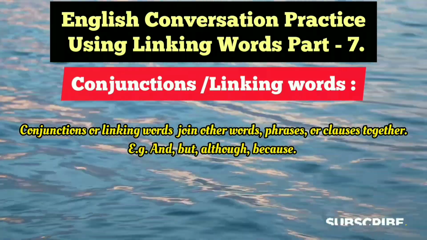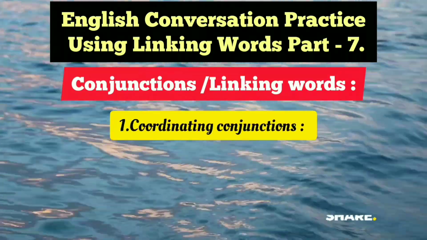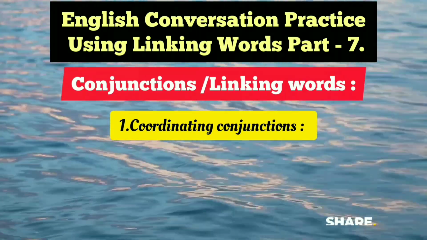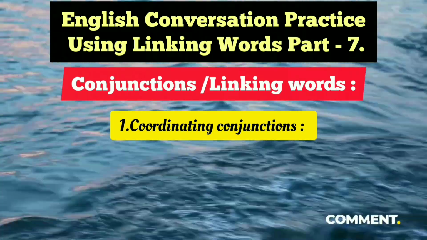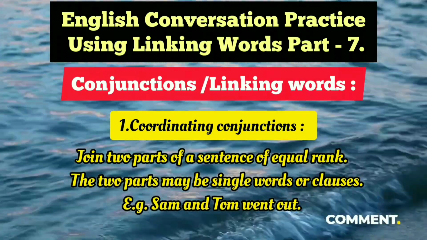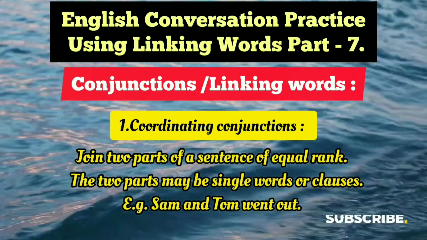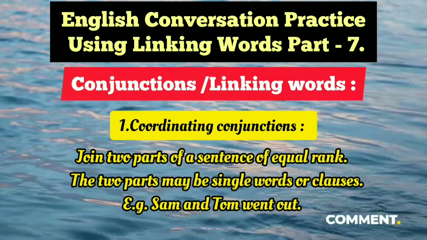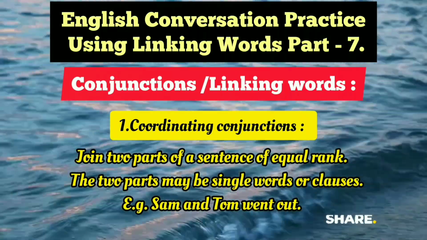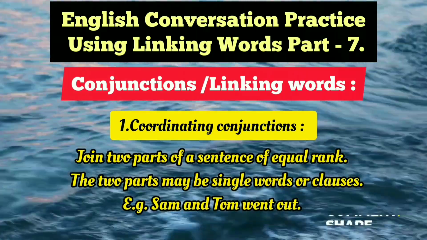Up next I'm going to discuss the two important types of conjunctions that you must know. The first is coordinating conjunction. Coordinating conjunctions join two parts of a sentence of equal rank. So when we join two parts of a sentence having equal rank, that type of conjunction is called coordinating conjunction. The two parts may be single words or clauses, and we join them together and make a sentence, and they are of equal rank.